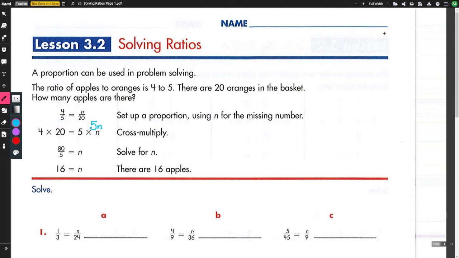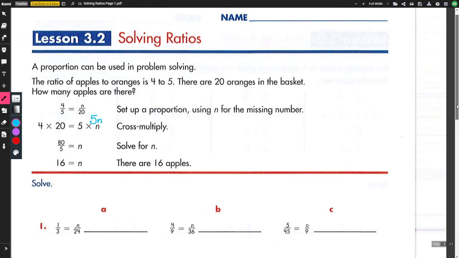Now, if you were to use the other method, which I call guess and check, you would go, oh, 5 times what gets me 20? Well, 5 times 4 gets me 20. Okay, so that means I have to do 4 times 4. What's 4 times 4? 4 times 4 is 16. So either way, you get the same answer. I personally like this one because it's a little faster if you don't know your multiplications and divisions really well, because it does it for you.